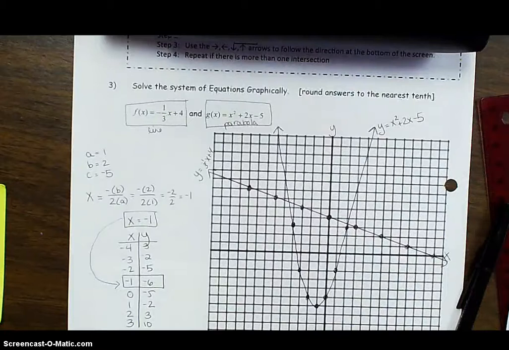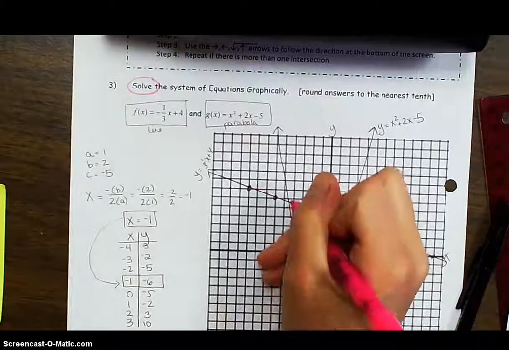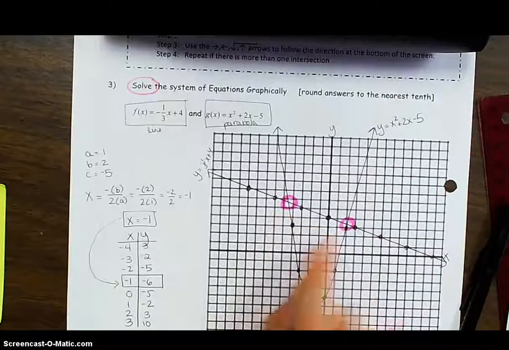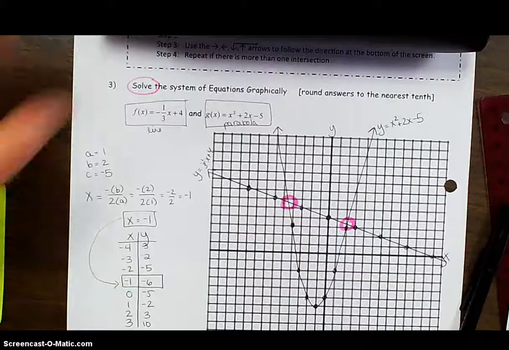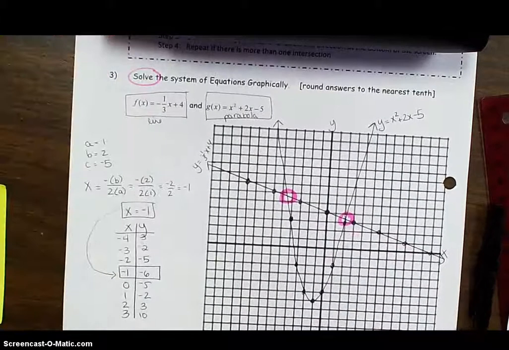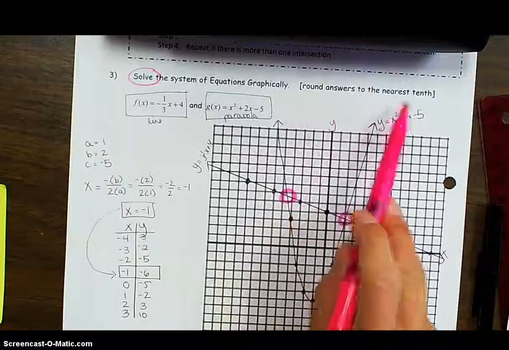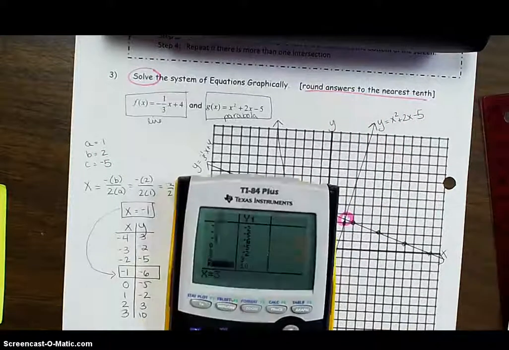Now, how many solutions? Here, it told us to solve, so let's take a look. How many solutions do we have? 1, 2. But if I look carefully, those are not perfect points. They do not have integer solutions, which means we're going to let the calculator help us out. And at the end, we're going to round our answers to the nearest tenth because that's what it tells us to do.